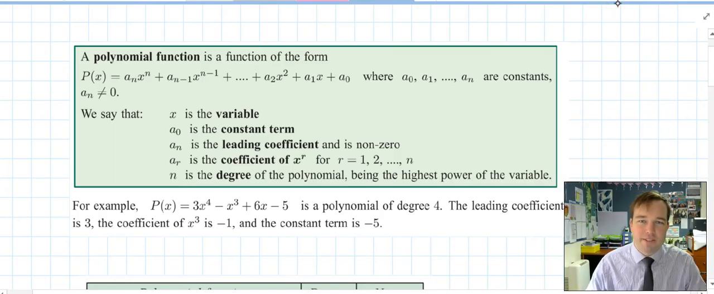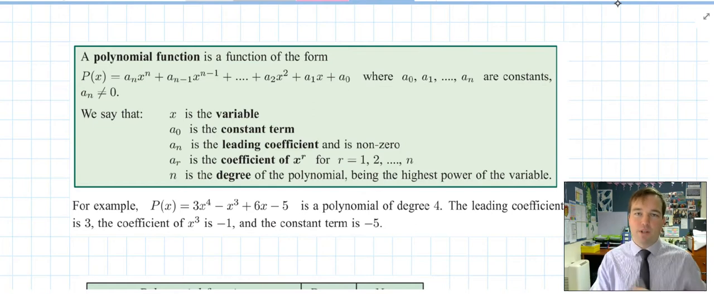Good morning, Year 11s. Welcome to the step beyond quadratics that is polynomials, where we start generalizing what we learned in quadratics. Good news is anything that worked in quadratics essentially works with polynomials as well.